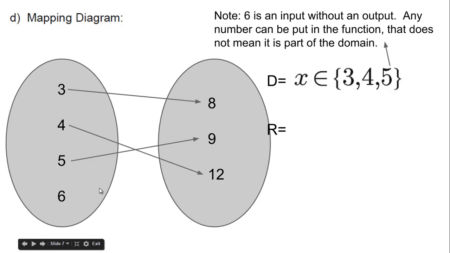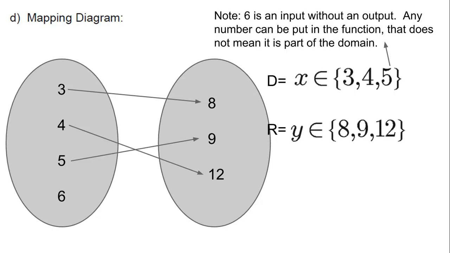We can put any number in this first circle, and if it doesn't have an output, then it's not part of the domain. That's a key, because I could sub in 50, but I don't get anything out. Think about a square root. If we sub in -2 to a square root, it's not part of the domain because you don't get an answer out. And the range is an element of 8, 9, and 12. So y is in 8, 9, and 12. So this ∈ just means y is in.